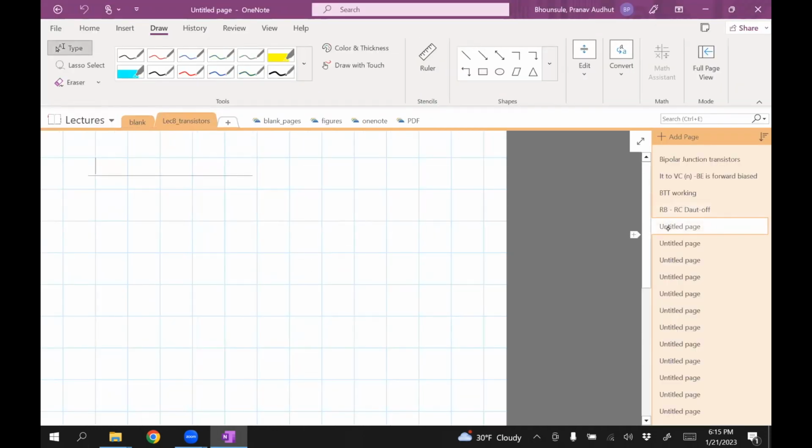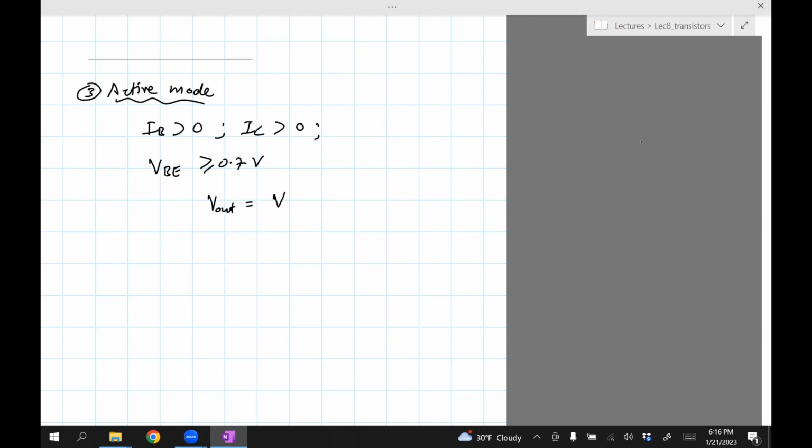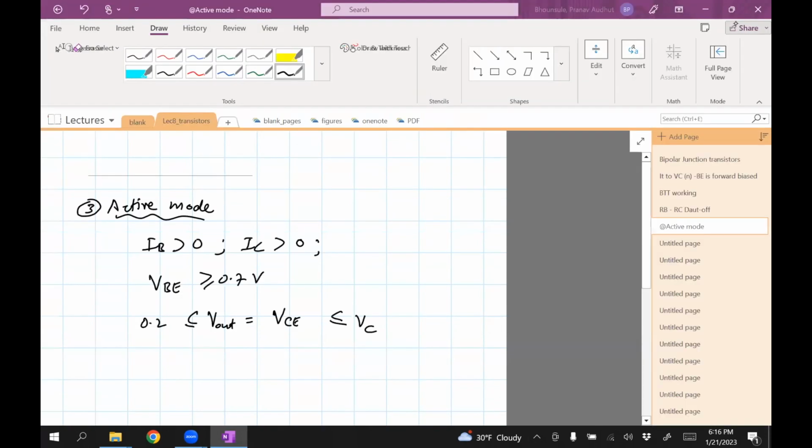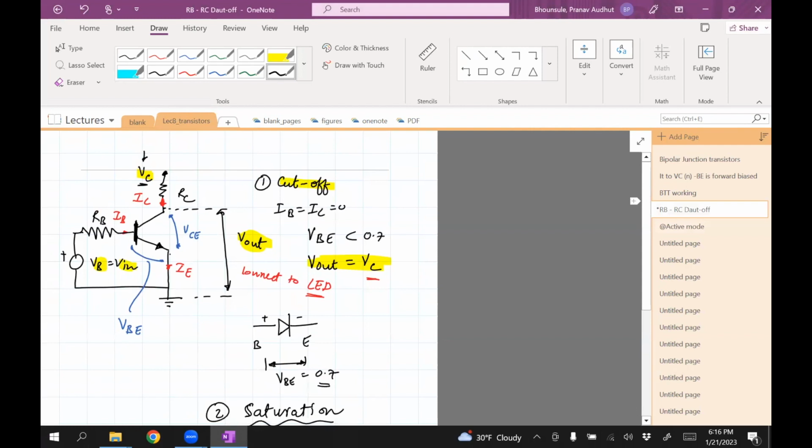Okay, the other mode is the active mode. In the active mode, the following is true. We have IB, current in the base, greater than 0. IC is greater than 0. VBE, this is the diode, which is between B and E, should be greater than 0.7 volts, which means it's conducting. And the last piece is that the V out, which is also VCE, is between 0.2 and VC. Remember, VC is the voltage which is applied across the collector.